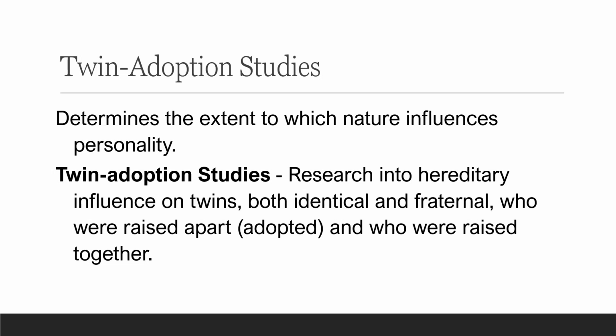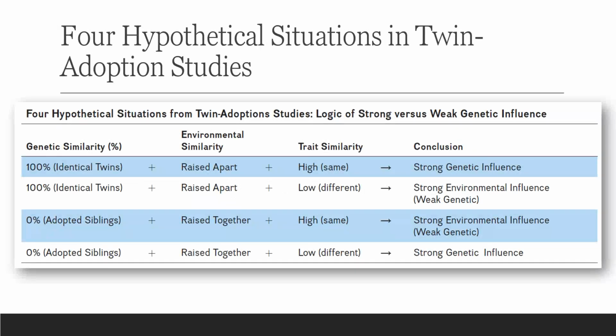Okay, so let's take a look at some specific examples. Here are 4 hypothetical situations in a twin adoption study. Okay, so here's the first condition. Okay, 100% identical twins, and then they are raised apart. And then they end up to be highly similar. Then the conclusion is that they're similar because of strong biology or strong genetic influence.